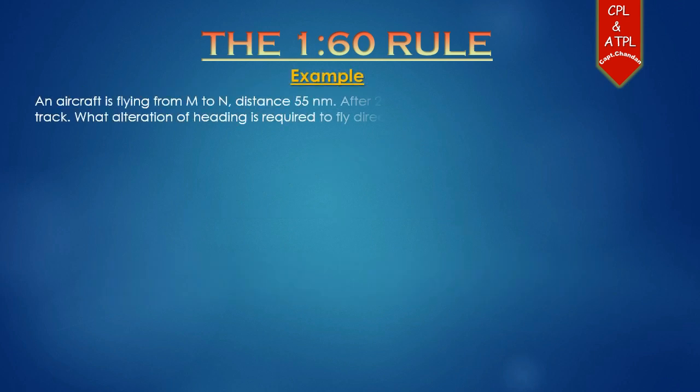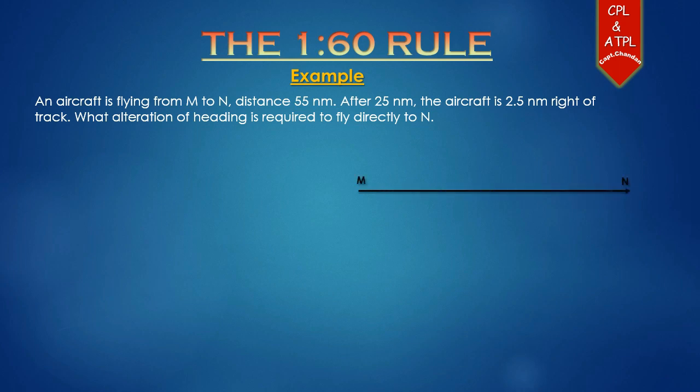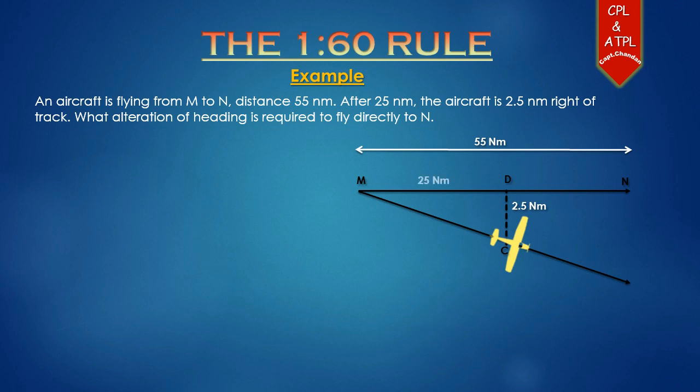We'll see an example. An aircraft is flying from M to N, distance 55 nautical miles. After 25 nautical miles, the aircraft is 2.5 nautical miles right of track. What alteration of heading is required to fly direct to N? So first turn heading to the left, parallel to planned track MN. Then turn heading to position N. First of all, find angle A and angle B.